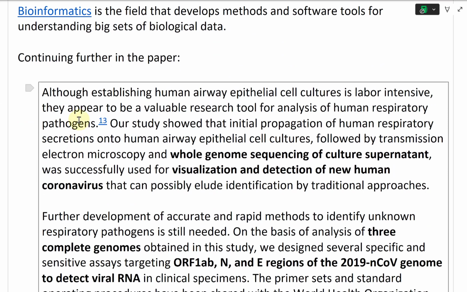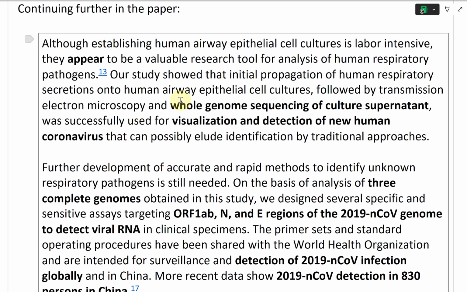And continuing further in the paper, so although establishing human airway epithelial cell cultures is labor intensive, they appear to be a valuable research tool for analysis of human respiratory pathogens. Our study showed that initial propagation of human respiratory secretions onto human airway epithelial cell cultures, followed by transmission electron microscopy and whole genome sequencing of culture supernatant, was successfully used for visualization and detection of new human coronavirus that can possibly elude identification by traditional methods. All right. Visualization just shows some blurry particles.